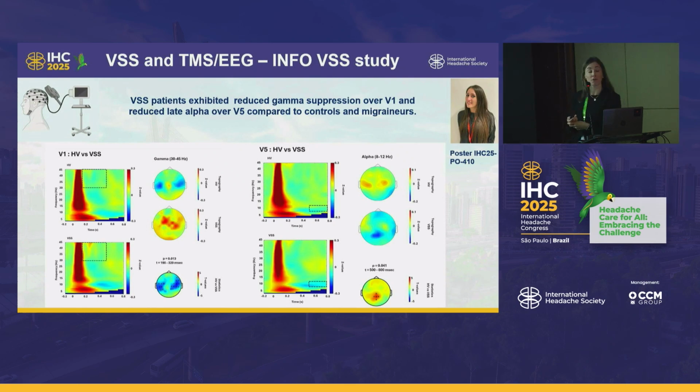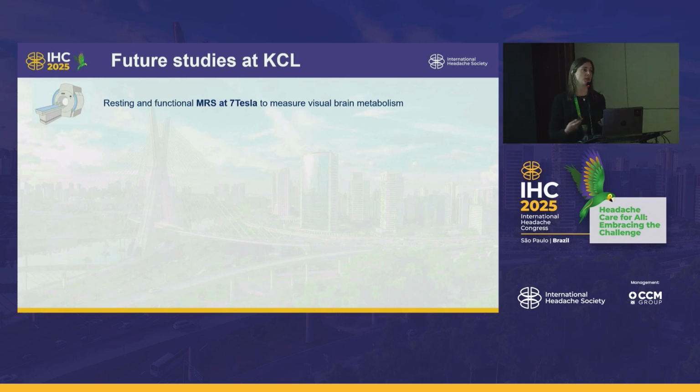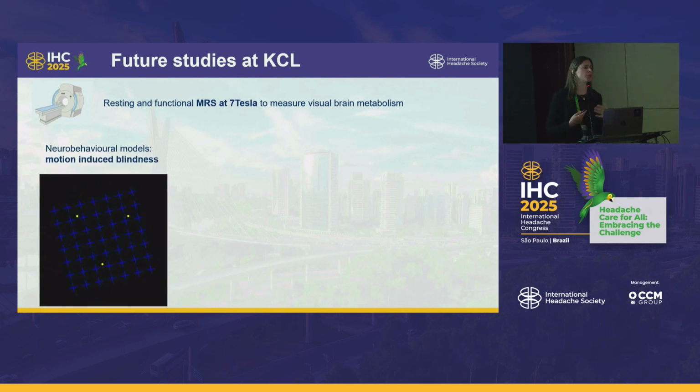It's poster 410. And again, if you are generally interested in the topic of visual snow, do keep watching this space because we've just received some further funding from the UK Research Institute to investigate this condition. We're particularly interested in doing some advanced neuroimaging that will enable us to look at spectroscopy, for example, at 7 Tesla. But we're also going to characterize these patients from a neurobehavioral perspective because ultimately we're looking at a condition where there's an alteration in the processing of sensory information.